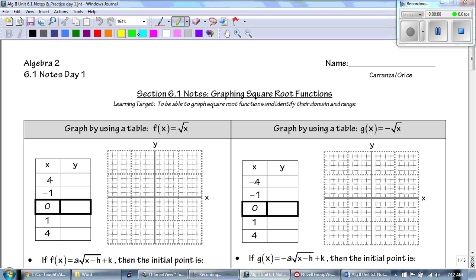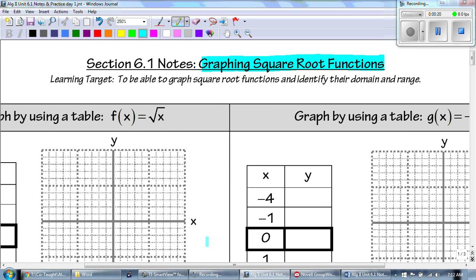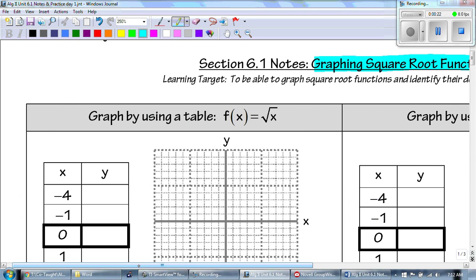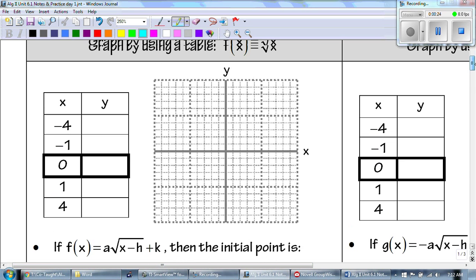Today we're going to be talking about graphing square root functions. Our learning target today is to be able to graph square root functions and identify their domain and range. So here we go. Graph by using a table.